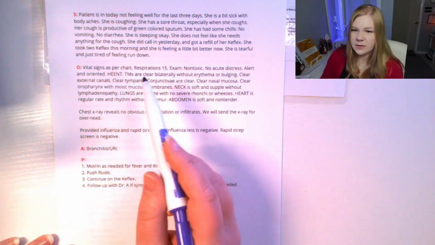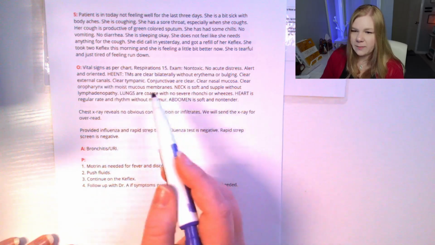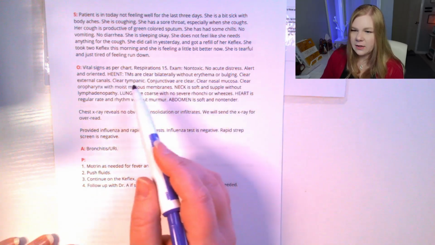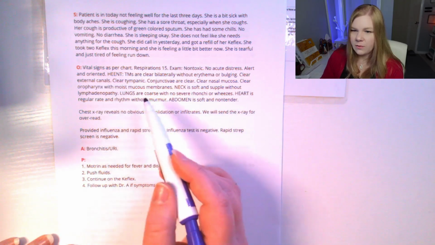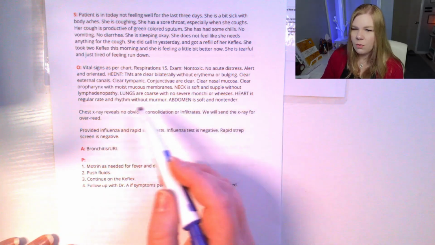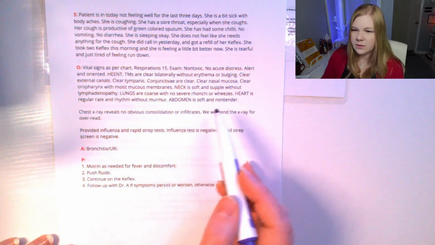Objective vital signs as per chart. We have our whole exam here. It doesn't look like anything in here might affect our medical decision making. These are all of our exam findings. Without lymphadenopathy, lungs are coarse, heart is regular, abdomen is soft and non-tender.